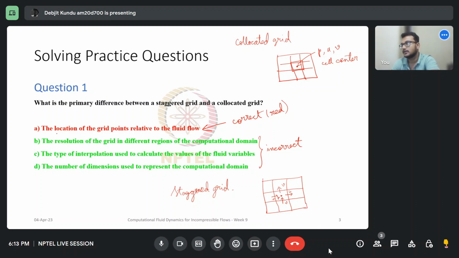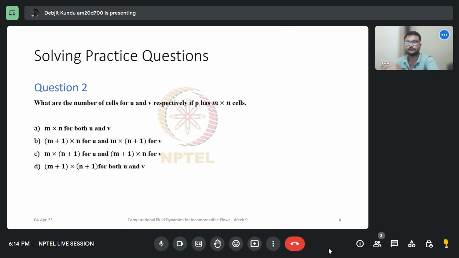So the location of the grid points relative to the fluid flow is the main point where it is different. The main difference between a staggered grid and a collocated grid lies in the location of the grid points where the different fluid flow components are stored. Okay, I hope that makes things clear. We will move on to question number 2 of today's session.